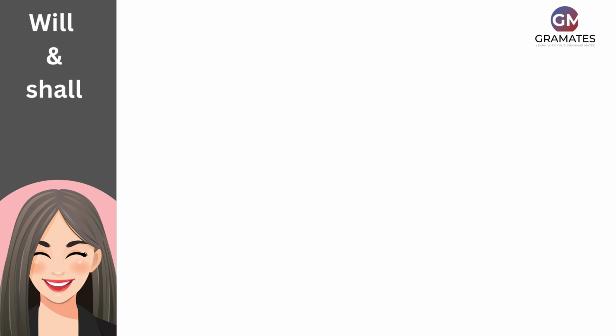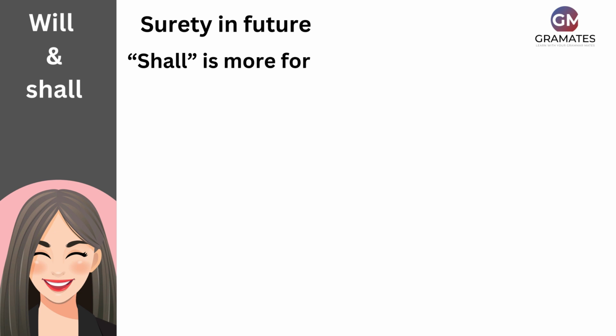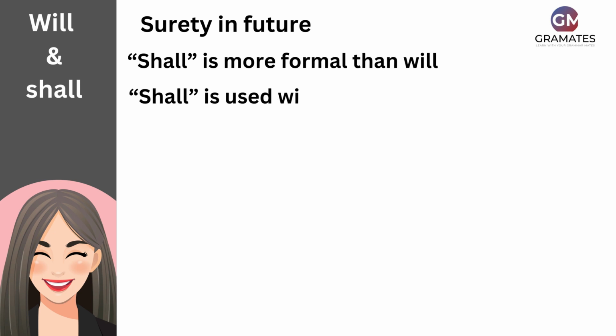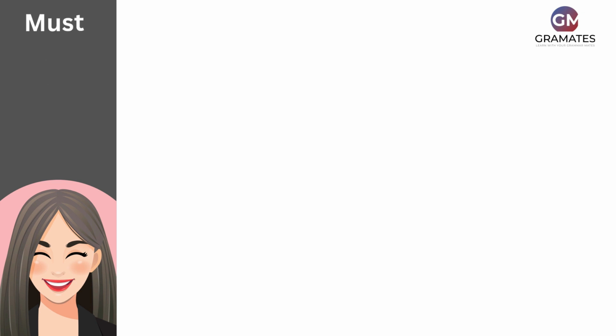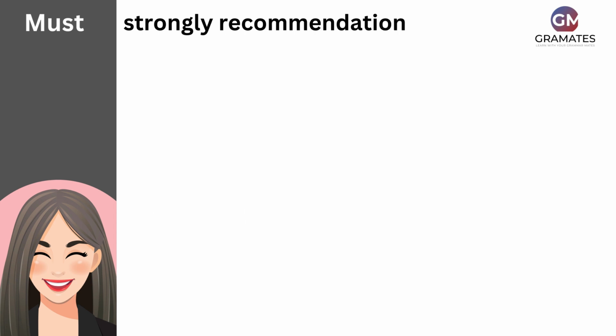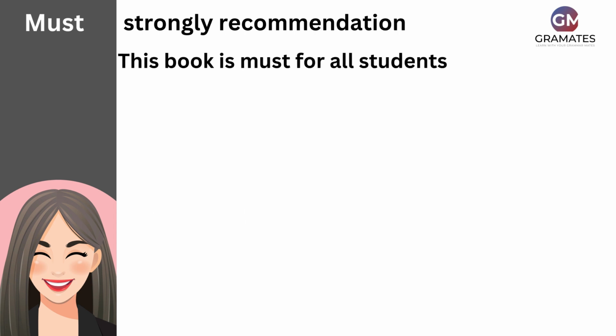Now let's learn about will and shall. Will and shall are used for giving surety in future. Shall is more formal than will, and we use shall with I and we pronoun. Now let's learn about the must. Must is used for strong recommendation. For example, this book is a must for all students.